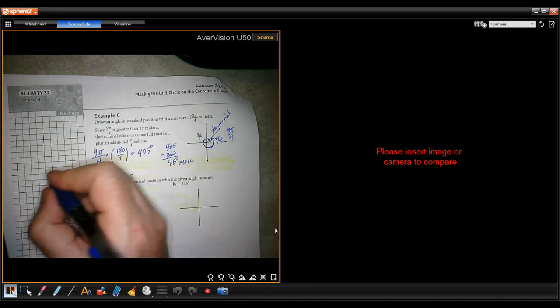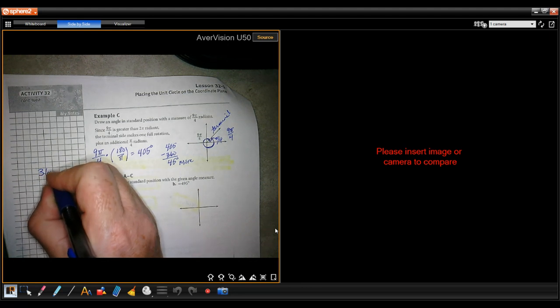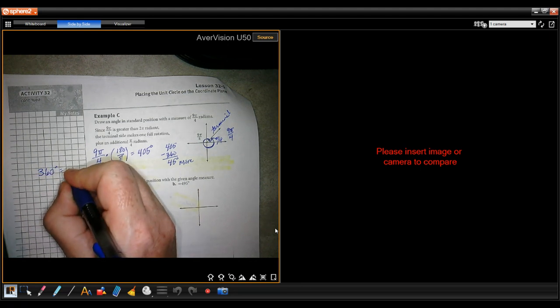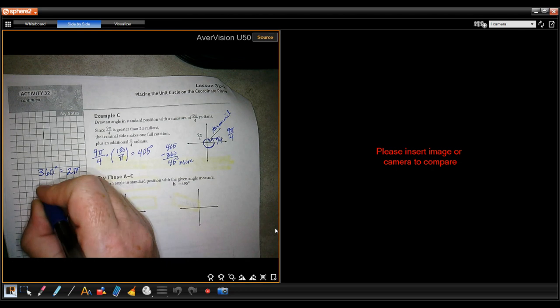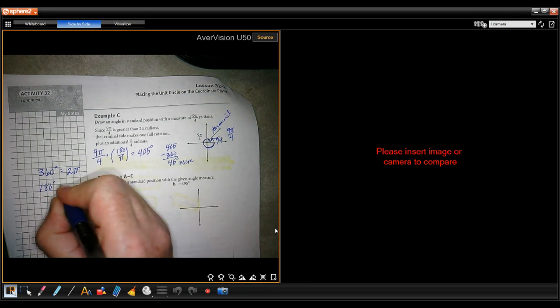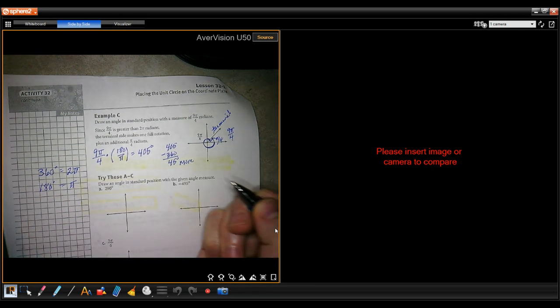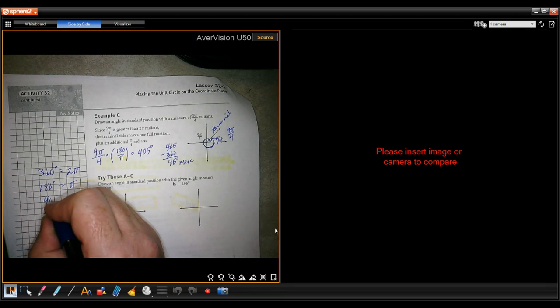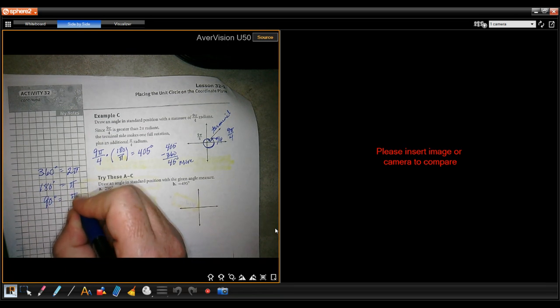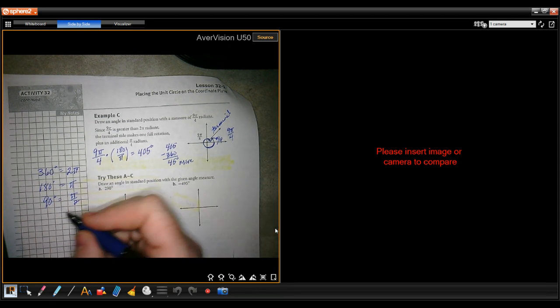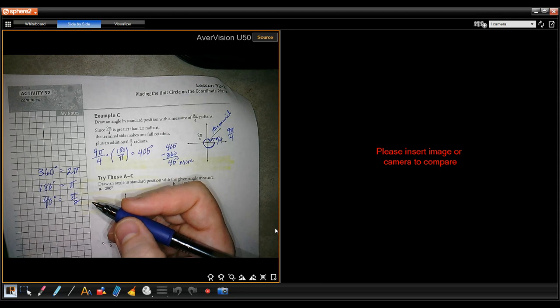360. Let's remind ourselves. 360 degrees is 2 pi. It's one rotation. 180 degrees is pi. These are the most common ones. 90 degrees is pi halves. And what's another one? That's probably good.